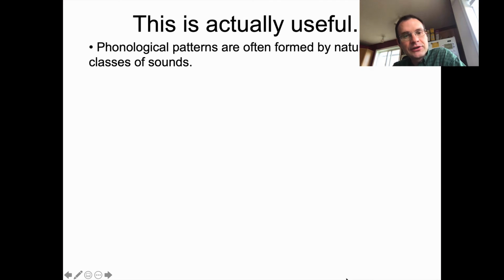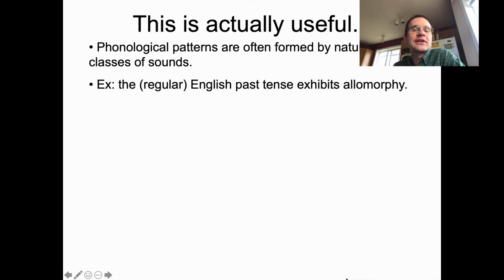Okay, why are we doing this other than for the logical puzzle value of the exercise? It turns out it's actually useful because phonological patterns are often formed by natural classes of sounds. And we have some examples in English that we've seen already, but now they'll become more obvious once you understand what the natural classes are that come into play for certain types of English allomorphy. So we had a pattern of the English past tense a while back. Again, we were talking about allomorphy at the end of the morphology unit.